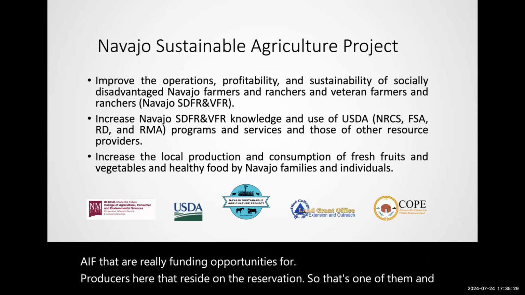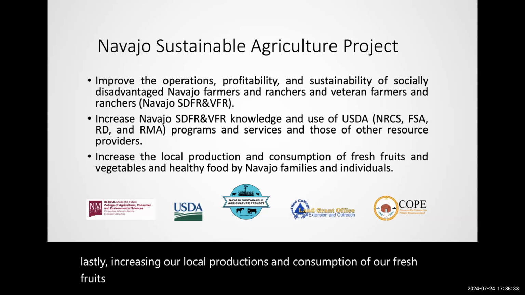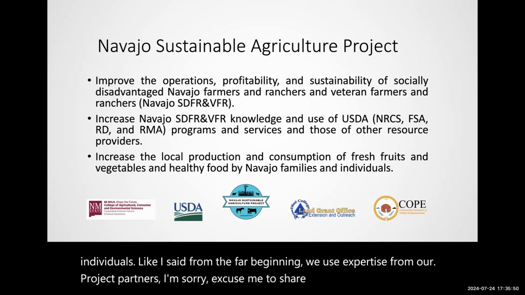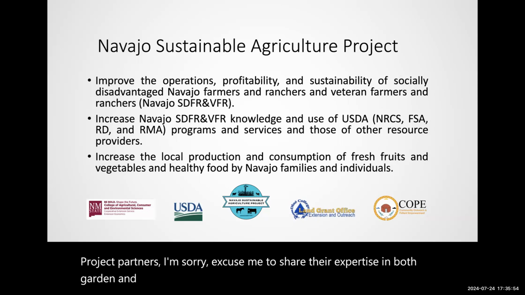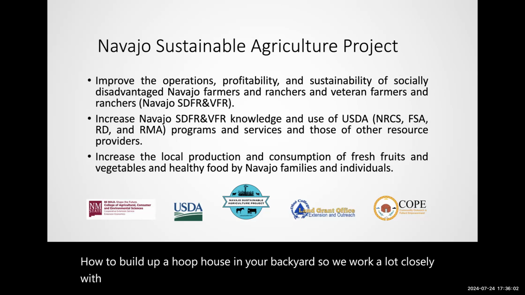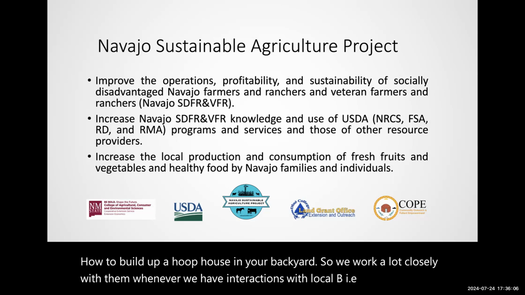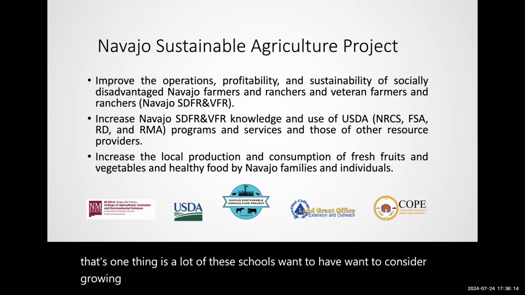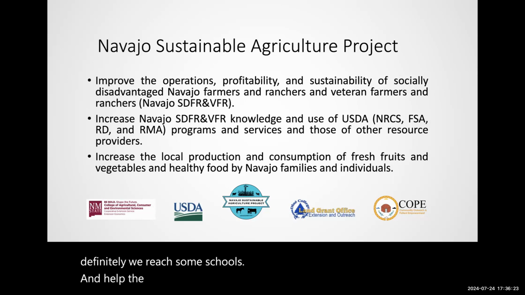And lastly, increasing our local production and consumption of fresh fruits and vegetables and healthy foods by Navajo families and individuals. Like I said from the beginning, we use the expertise from our project partners to share their expertise in gardening, planting and seed preparation, to how to build a hoop house in your backyard. We work closely with them whenever we have interactions with local BIE schools. A lot of these schools want to consider growing their own produce and having the kids really engage in that. So we reach some schools and help develop a material list, and from there we go on and each month try to build it up as we go.